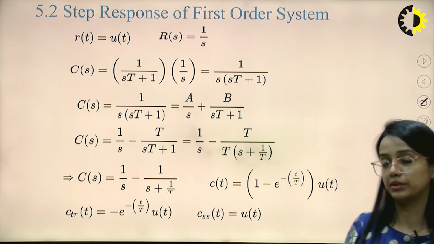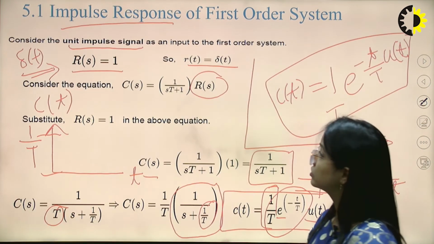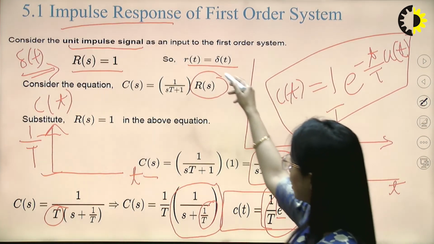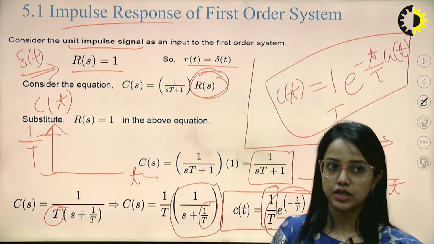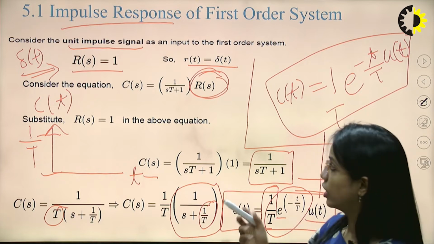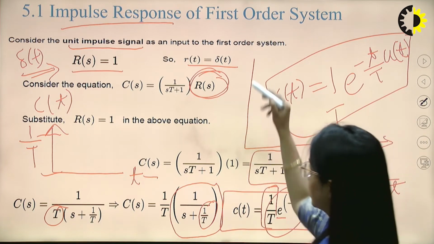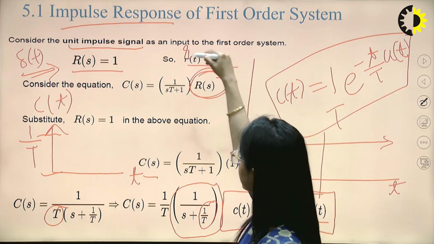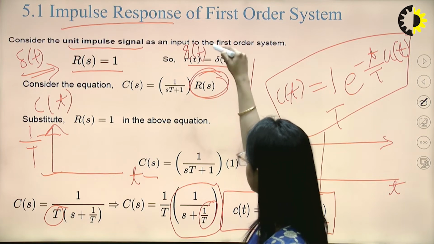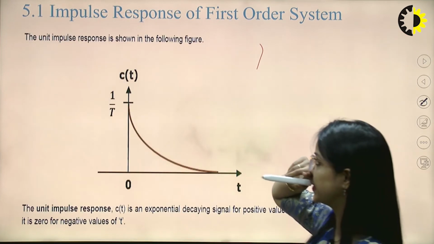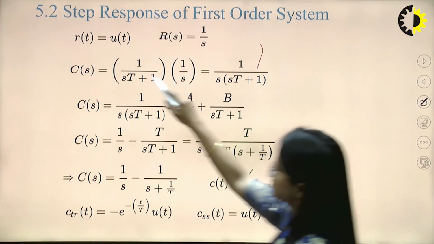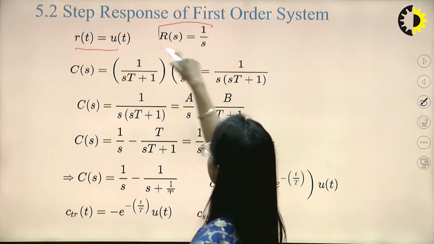Now we consider the same for step input. So for this R(s), we will now consider step input. Of course, for step input, r(t) will be equal to u(t). For u(t), we have R(s) as 1 by s.